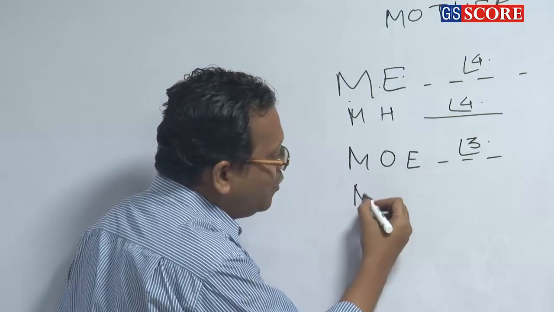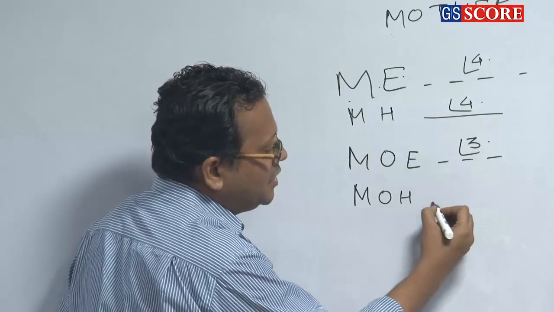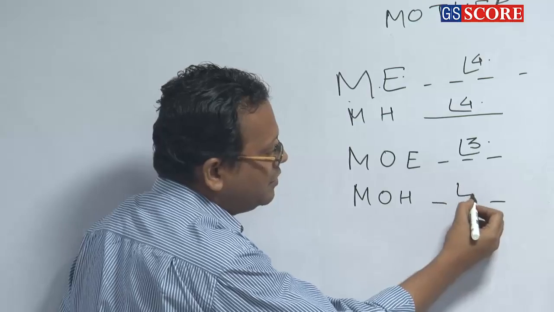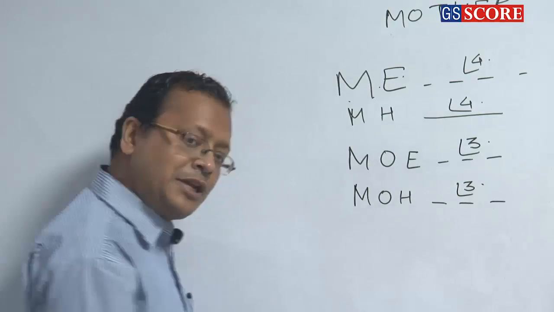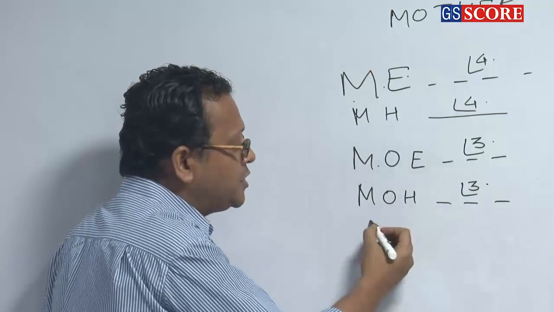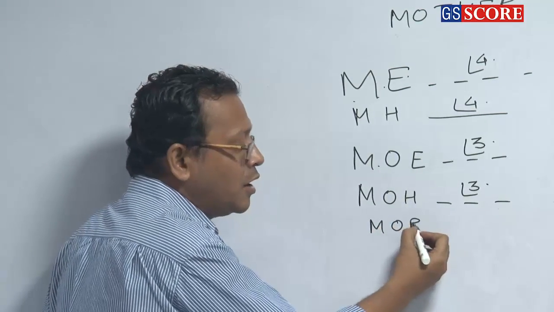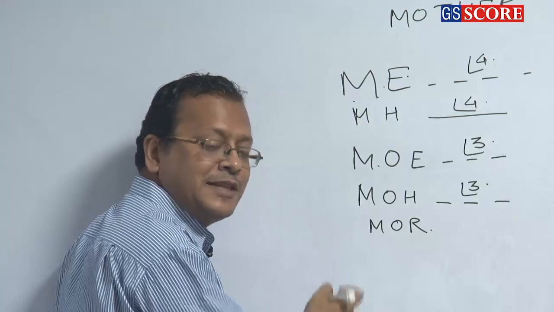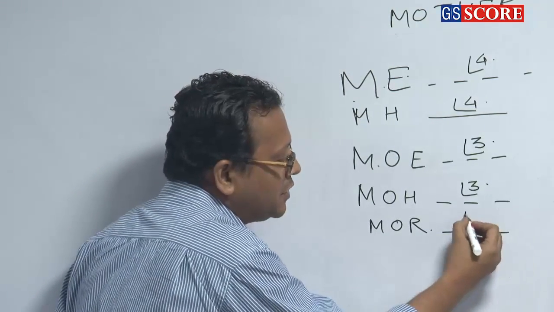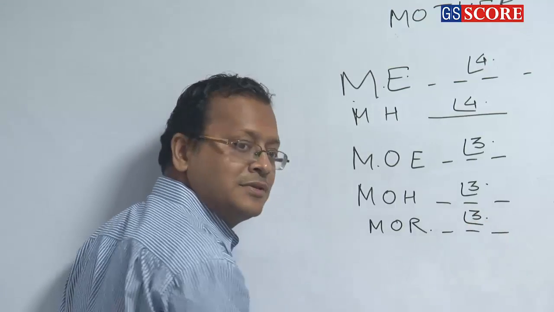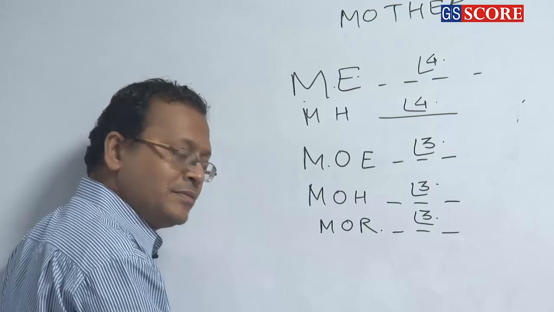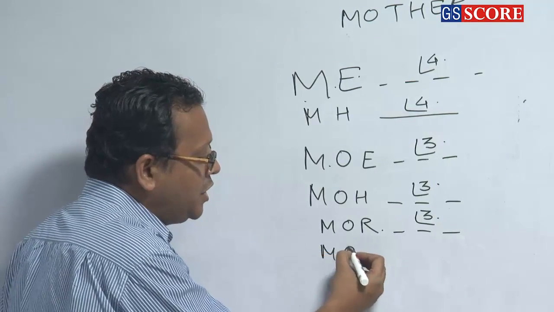Then MOH, how many ways? Factorial 3 ways. Clear or not? Now MOE, MOH, then MOR as well, then MOT. So MOR, how many ways? Factorial 3 ways. Clear or not? Then MOT.